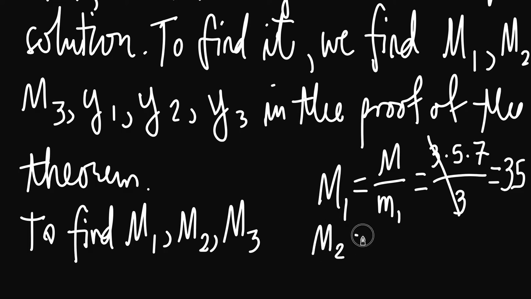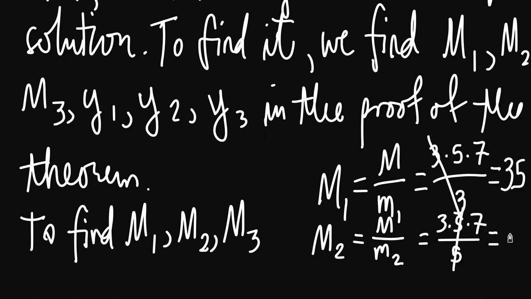Big M sub 2 is equal to the big M save the small m sub 2. So this is equal to 3 times 5 times 7 divided by the small m sub 2, which is 5. So we're just going to cancel this up. 3 times 7 is 21.